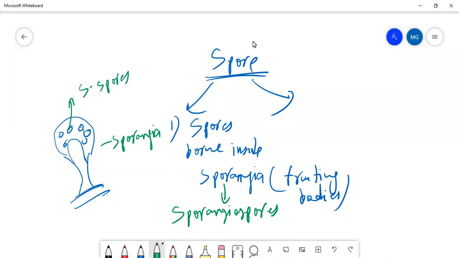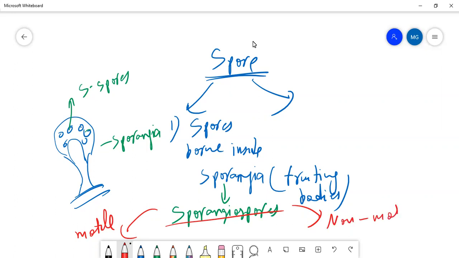There's one thing I have to bring to your kind notice, my lord. The sporangiospores can be of two types. One which is motile, and one which is non-motile.